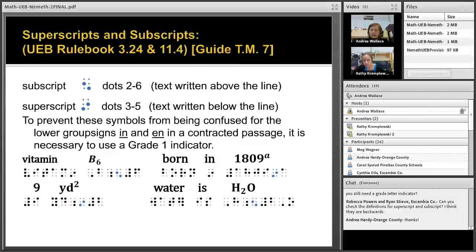And Becky's asking, can you check the definitions for superscript and subscript? I think they are backwards. You are right. Thank you. I've had another look at this and I missed that too. Yes, thank you for catching it. It is backwards. Subscript is when it's written below the line. Superscript is when it is written above the line.